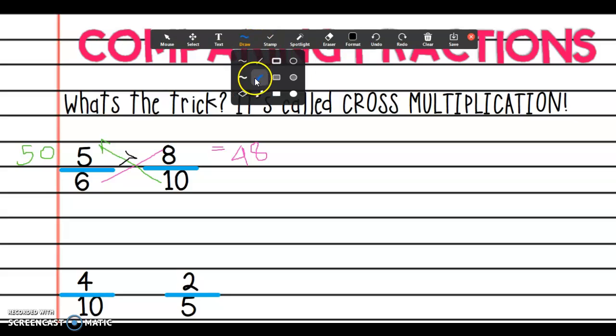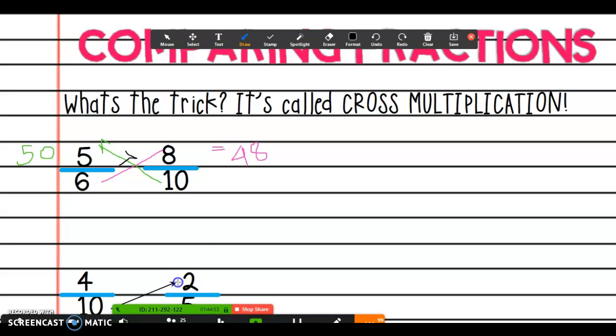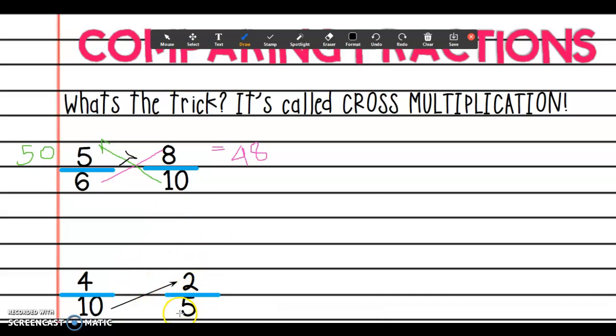Okay, tell me what I need to do. First, you multiply 4 times 5, which is 20. And then 2 times 10, which is also 20. Okay, so you got a 20 over here, and you got a 20 over here. So that tells us what, Julieta? That they're equal. That they are indeed equal.